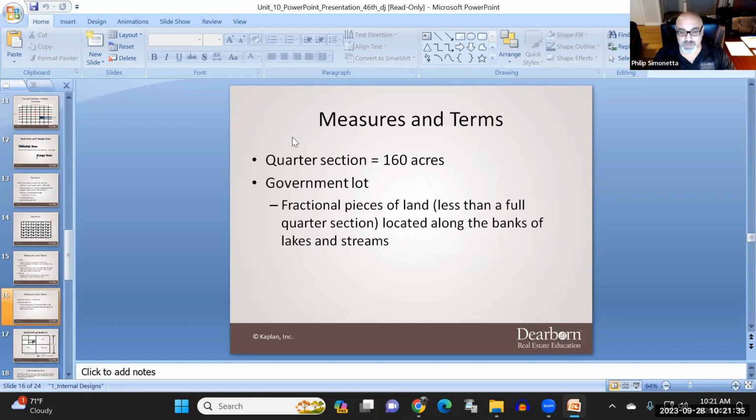Now, a government lot is a fractional piece of land less than a full quarter section located along the bank of lakes and streams. So if you have a quarter section, 160, 160, 160, 160, and one of them has a lake in it and it takes some of the land out, that would be called a government lot. Okay. Just terminology.